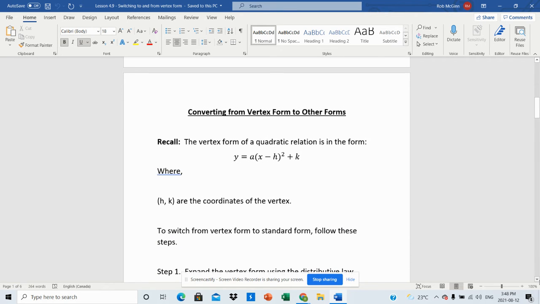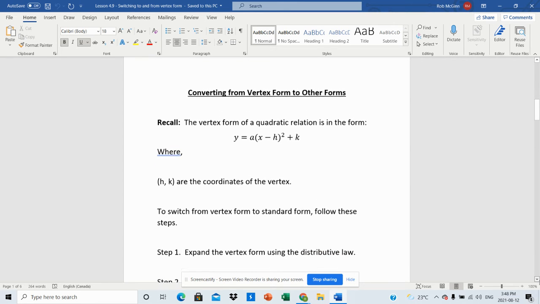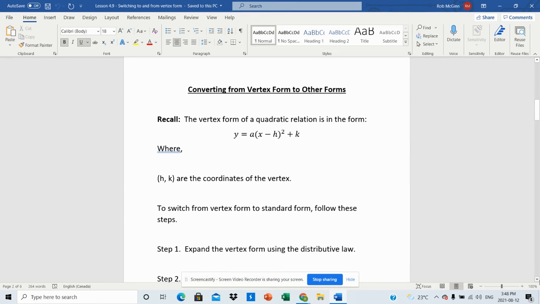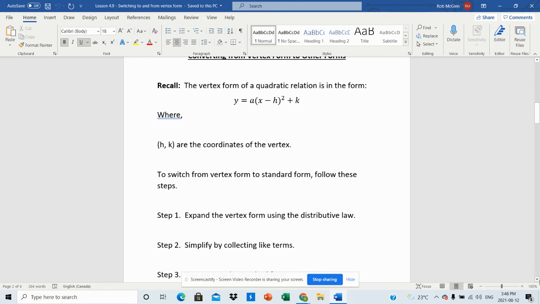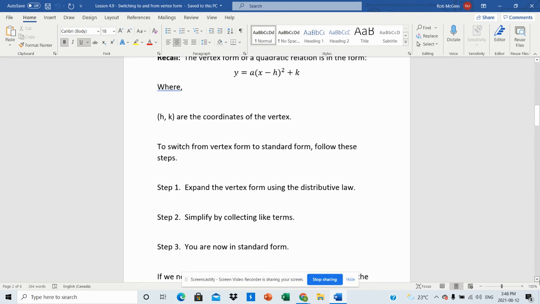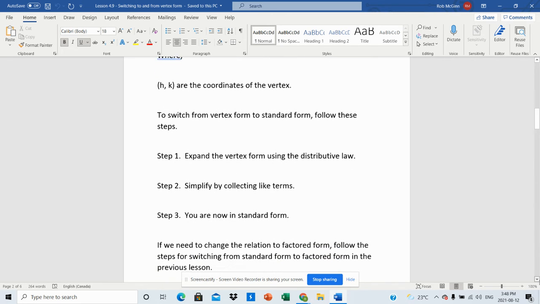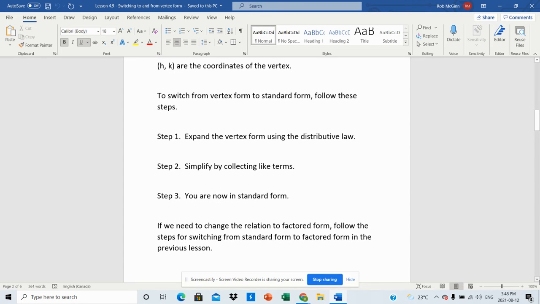So to switch from vertex form to standard form, we're just going to follow these steps. Step 1, we're going to expand the vertex form using the distributive law. And then step 2, we're going to simplify it by collecting our like terms. And once we've done that, we're actually in standard form. Now, if we need to change the relation to factored form, we'll just follow the steps for switching from standard form to factored form in the previous lesson.